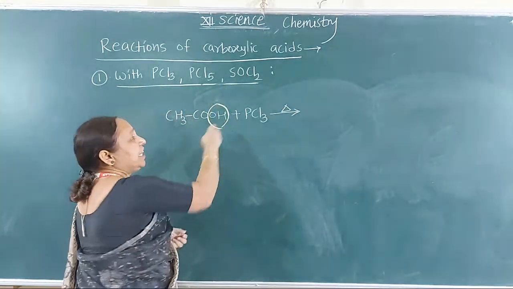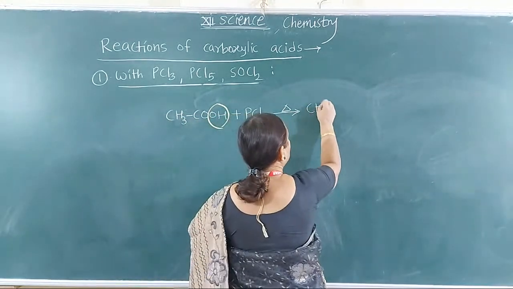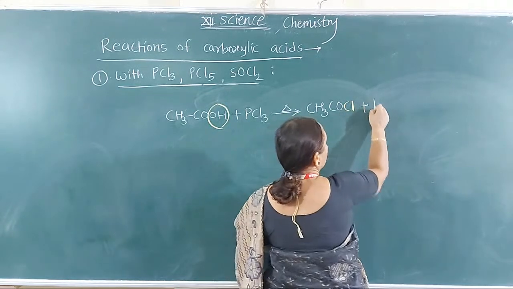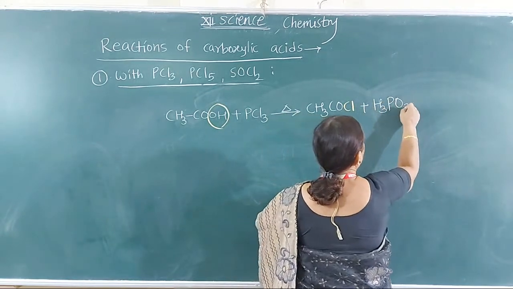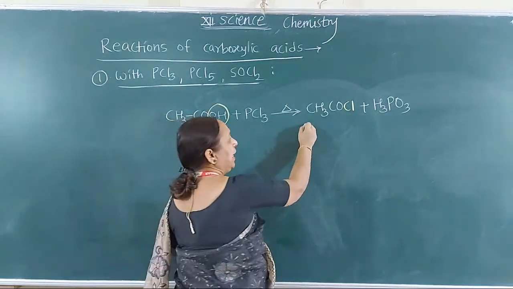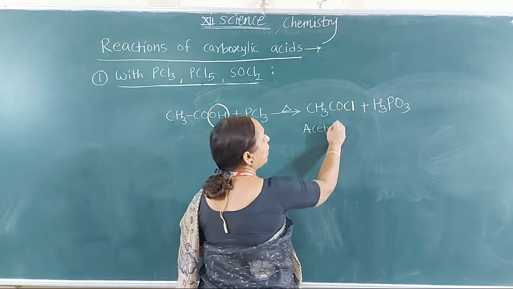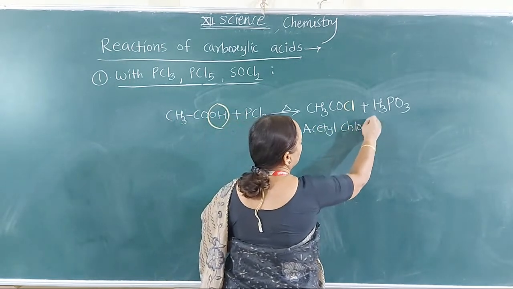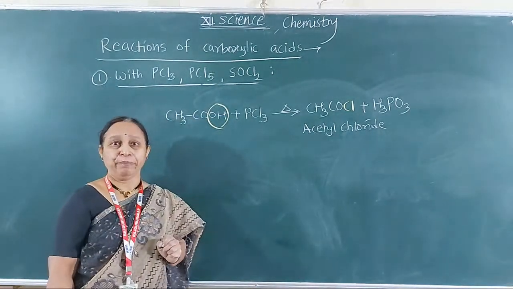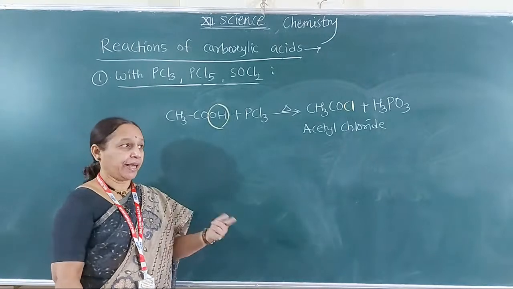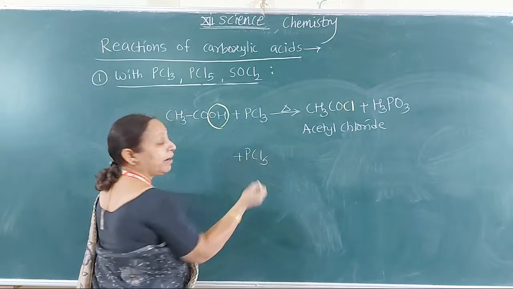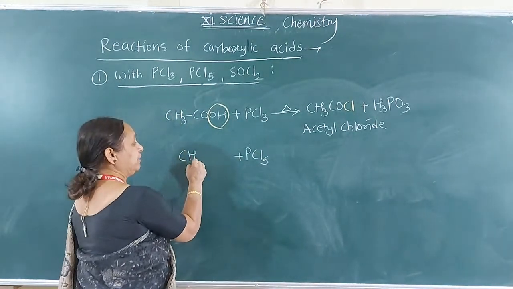OH of carboxyl is replaced by chlorine and the product is CH3COCl with phosphorus acid, H3PO3. The product obtained is CH3COCl. It is known as acetyl chloride. Remember the name and formula of this molecule. Acetyl chloride, CH3COCl.